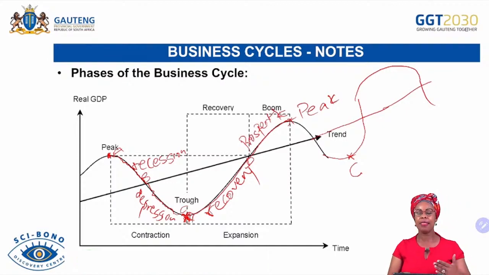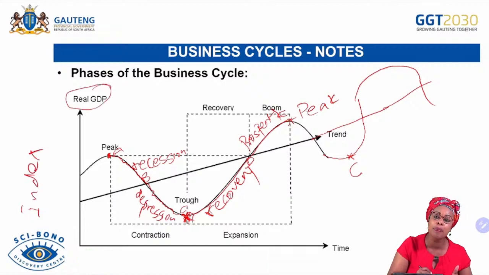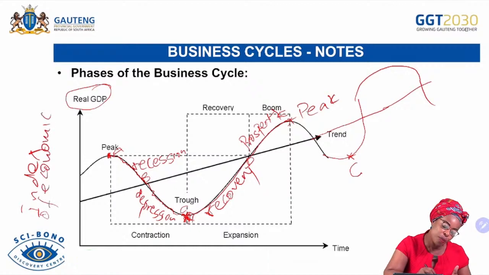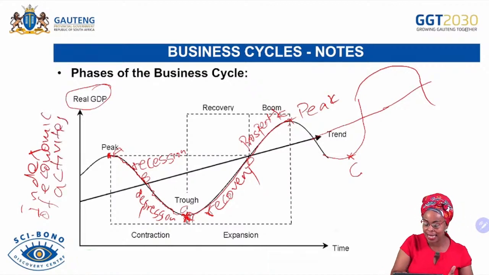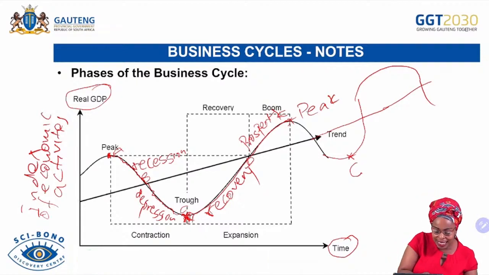prosperity phase. And then this is our vertical axis. You can label it index, you can label it real GDP, or you can label it index of economic activities. And then the horizontal axis is represented by time. So when you label this axis, you write time, because data can be collected daily or weekly or monthly or annually.